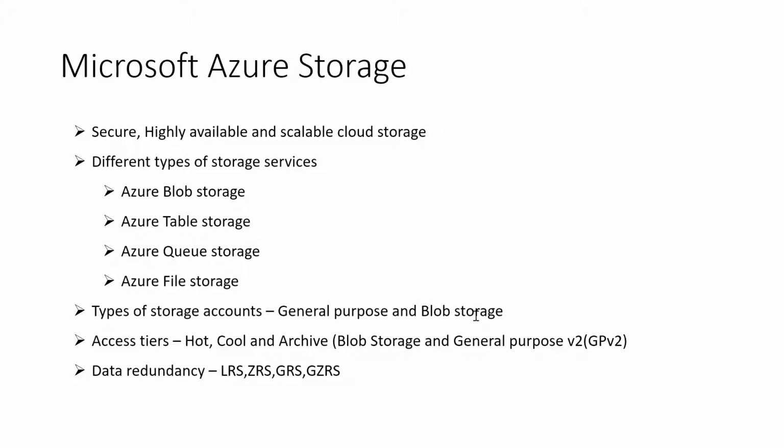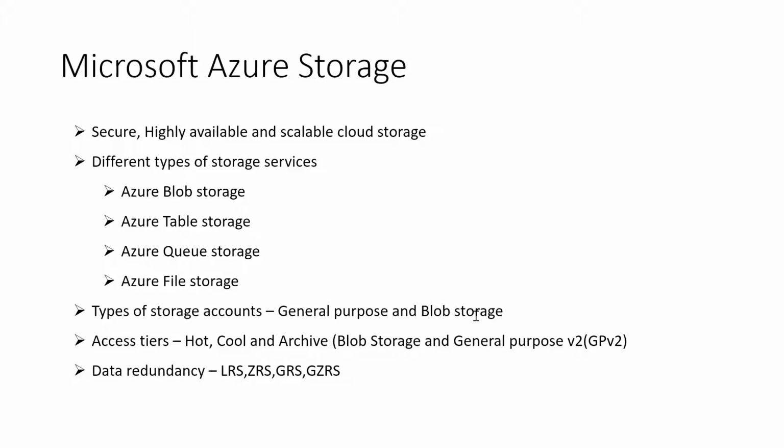The hot tier, as the name indicates, is for data that is accessed very frequently. That means the data that is being used day in, day out by your application, you would want to put in hot storage. Cool storage, on the other hand, is targeting data that is infrequently accessed. It will not be accessed for at least 30 days, or it will be stored for at least 30 days. That kind of data, you can use cool storage.